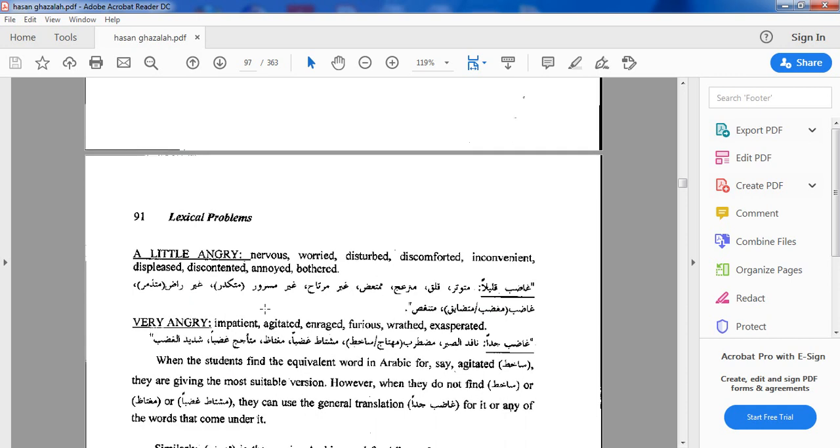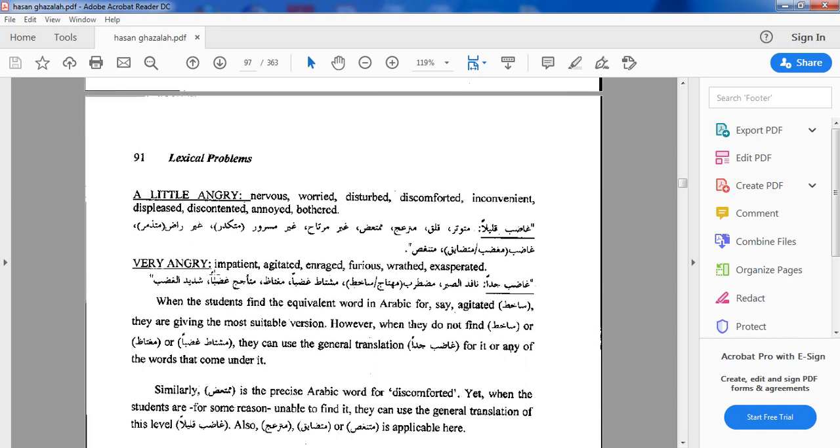And then very angry. Okay, very angry, you have got those meanings: impatient, agitated, enraged, furious, wrathed, exacerbated. غاضب جدا, نافذ الصبر, مضطرب, محتاج, ساخط, مشتاط غضبا, مغتاظ, متأجج غضبا, شديد الغضب. You see, غضب, okay, in Arabic.